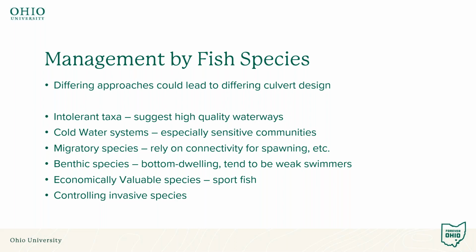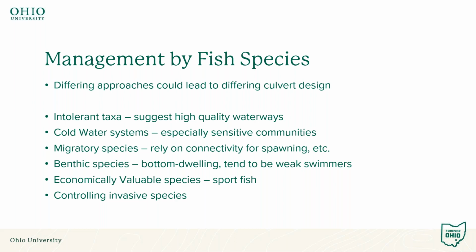The two that are probably most impacted as a class by culverts are migratory species and benthic species. So those migratory species are the ones that rely on connectivity for spawning and other things, but primarily spawning. So those are the species that swim upstream to spawn and then swim back downstream. And if they can't make it upstream, then their reproduction is interrupted. And then benthic species, these are bottom dwelling species, and they tend to be weak swimmers. And so culverts can be a major impediment to them.